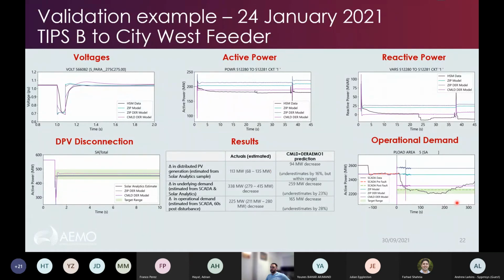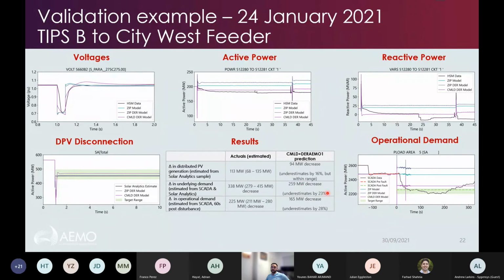And then we've got the operational demand here, and this really exposes the inefficiencies of the ZIP and ZIP-DER models, because as you can see here, our DPV model estimated 94 megs of DER loss versus 113. So it underestimates it by 16%, but it's within range. The load model estimated 259 meg of load loss. The estimate was 338 with a range of 279 to 415 meg decrease. So it underestimates by about 23%.